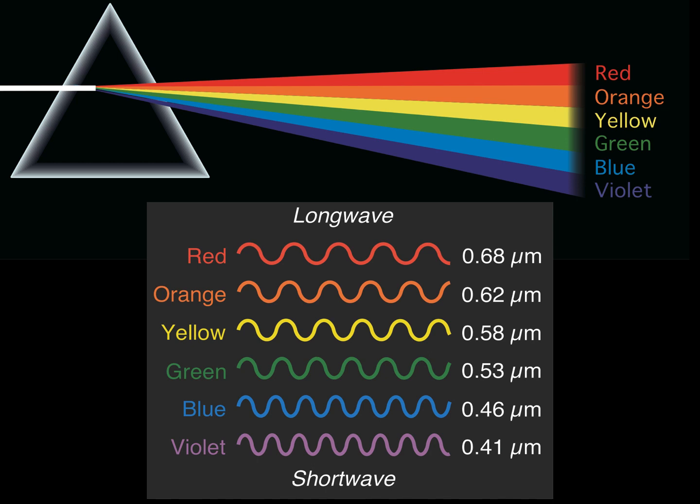Visible light appears to us white in color, but it's actually composed of 6 different color bands: red, orange, yellow, green, blue, and violet. Of those bands, red has the longest wavelength, averaging 0.68 micrometers. Violet has the shortest wavelength at 0.41 micrometers.